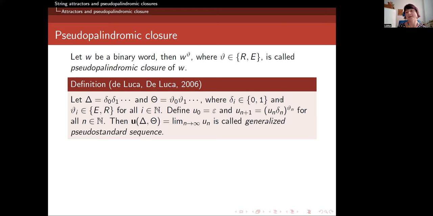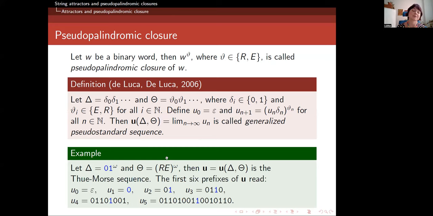And you make the pseudo-palindromic closure, which corresponds to the antimorphism theta n. And then you will obtain a sequence which has all UNs as prefixes. You denote this sequence by this symbol, and delta theta is called the directive bi-sequence of the obtained sequence, and it is called generalized pseudo-standard sequence. So this time you combine both palindromic and antipalindromic closures, and as an example, what can be obtained is the Thue-Morse sequence. So if you take delta to be zero and then one repeated infinitely many times, and you take theta to be RE repeated, then the generalized pseudo-standard sequence with this directive bi-sequence will be the Thue-Morse sequence.